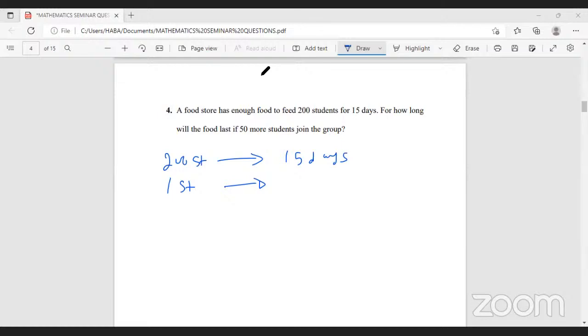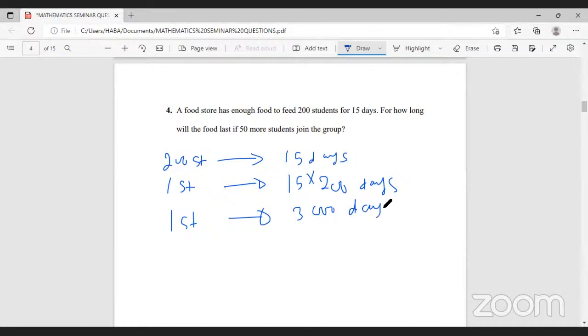Okay, I have in the chat, Mary says 300. Okay, so this would be 15 times the number of students days, which gives us the 3,000. So one student would take 3,000 days to complete that food, or the food will be enough for him for 3,000 days.